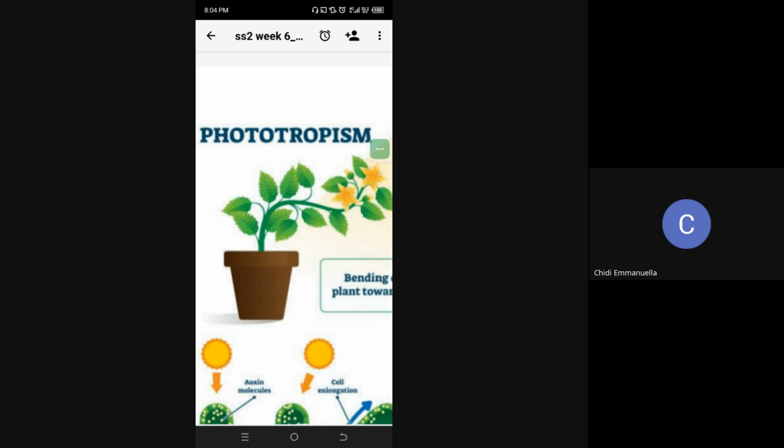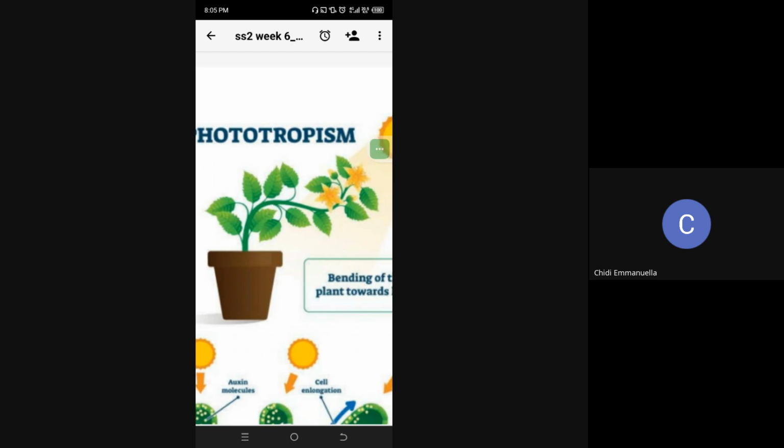Although we have thigmotropism. Thigmotropism is a situation whereby the plant responds to stimuli of touch. We also have gravitropism, or you can call it geotropism, whereby the plant responds to gravity. We also have hydrotropism, whereby the plant responds to water. You understand?